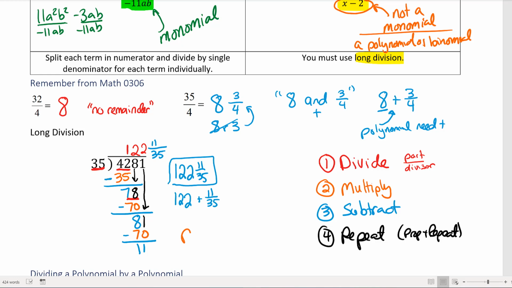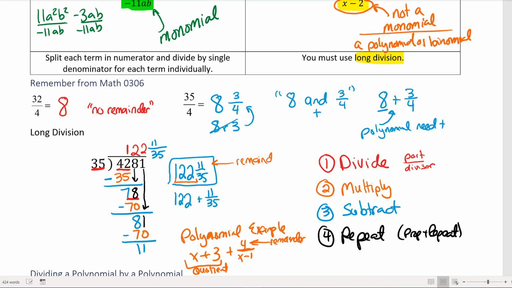For example, a polynomial answer might look like x plus 3 plus 4 over the original divisor, whatever the original divisor is. This is just an example where the x plus 3 is kind of like the 122, and we call this the quotient. The 4 is the remainder, and that 4 remainder is like the 11 remainder. And then the x minus 1 is the original divisor, which is like the 35, which was the original divisor.